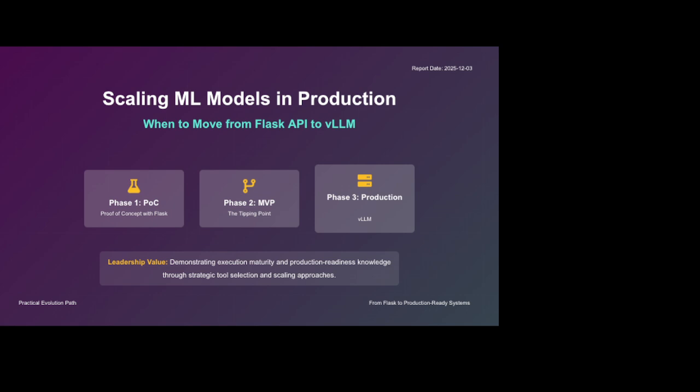The takeaway for the leadership is that a product leader will be able to demonstrate execution maturity and also gain production readiness knowledge through strategic tooling selection and scaling approaches. In other words, a person will understand where the limitations come in and where we hit the ceiling at the POC phase, what tools we need to select, and what criteria we need to evaluate when we move to the production stage.